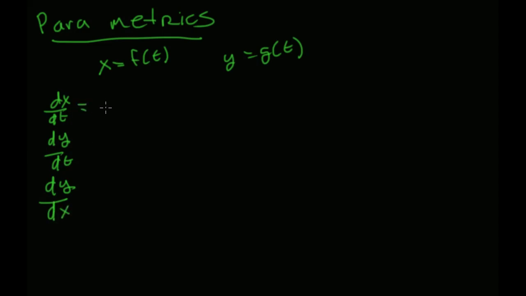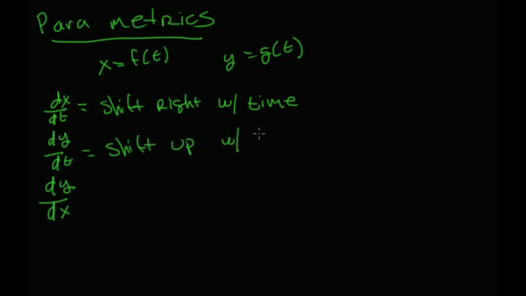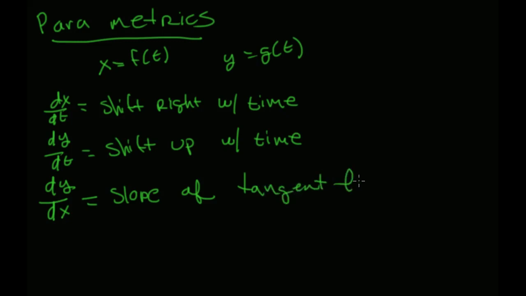Okay, dx/dt is the shift right with respect to time, right? This is the shift up with respect to time. And this is the slope of the tangent line. Okay, so that takes a little bit of thinking, but each of these derivatives indicates something different when you look at the picture. All right, so we need to be aware of these.